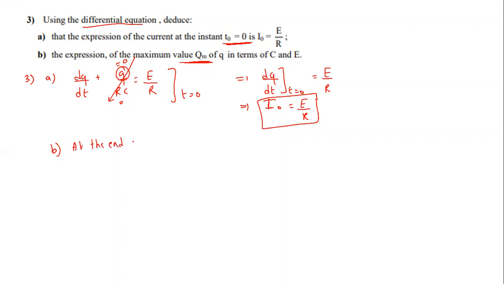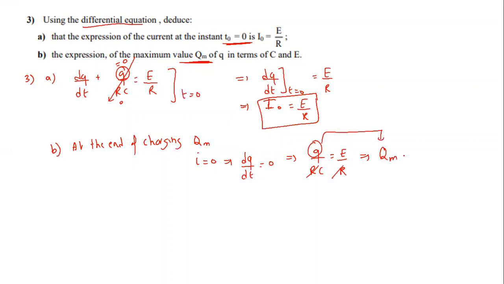So at the end of charging, we have maximum Qm, where the current is equal to 0. If the current is equal to 0, which means that dQ by dt is equal to 0, we will have Q over RC equal to E over R. By simplifying, Q, which is equal to Q maximum, will be equal to C times E.